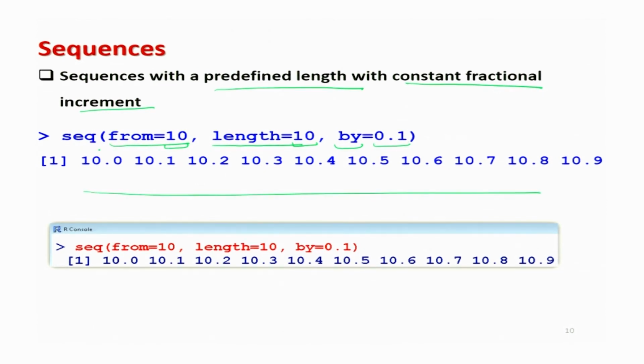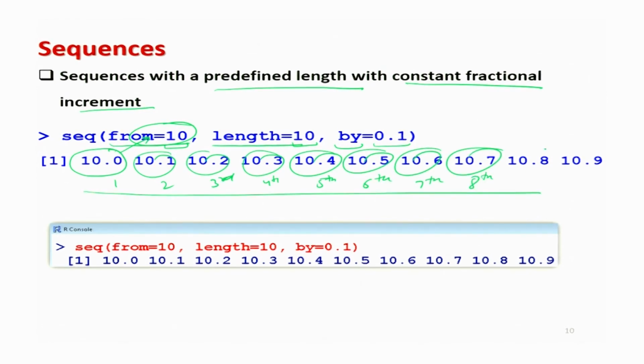So you can see this is beginning at 10, which corresponds to from 10, and now this is my first value, this is second, third, fourth, fifth, sixth, seventh, eighth, ninth, and this is the 10th value.